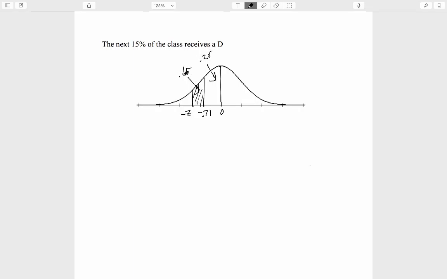This Z has a total of 41% of the class between the mean and it. We need to look up 0.41, the sum of 0.15 and 0.26, in the table and see what Z score corresponds to it. This turns out to be 1.34. Our cutoff for a D is 1.34 standard deviations below the mean. In points, the cutoff exam score for a D is the mean minus 1.34 measuring sticks, and that is 64.94.